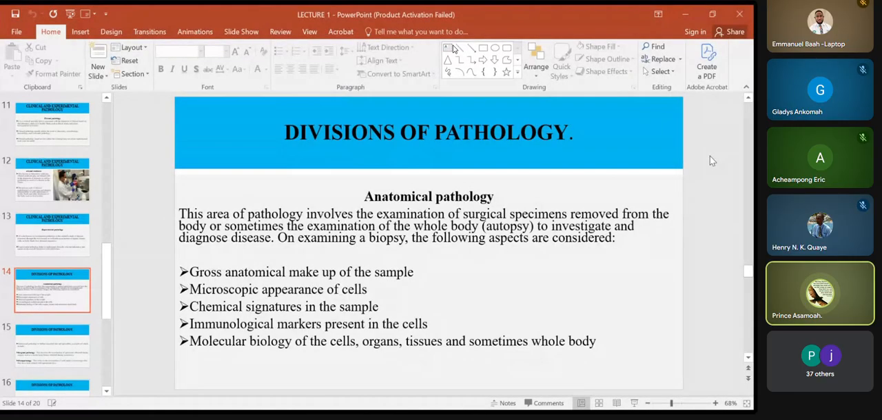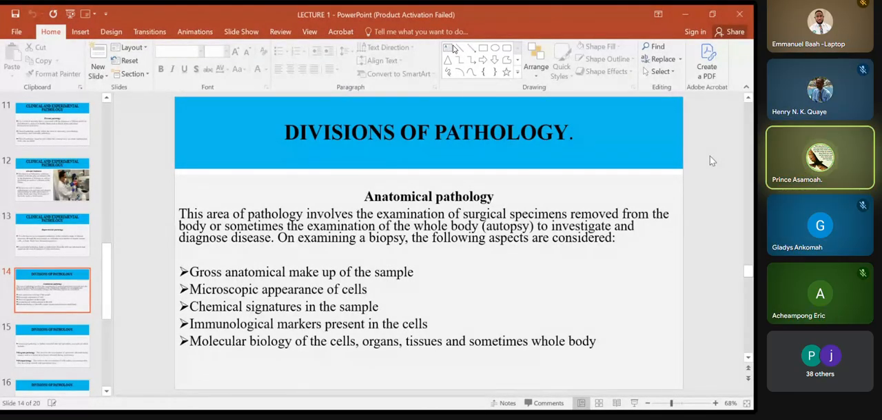And then chemical signatures. Sometimes you have to look at chemical signatures. You have to consider a lot of things on the microscope. So we put it under the microscope and then observe, are there any chemical signatures? So at the molecular level, what is happening? All of them come in that we can do.